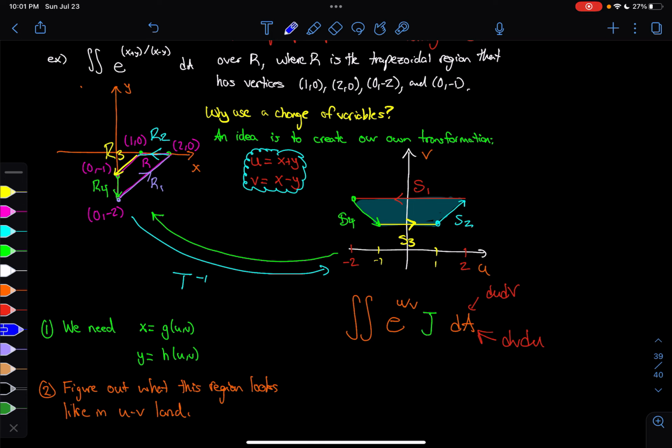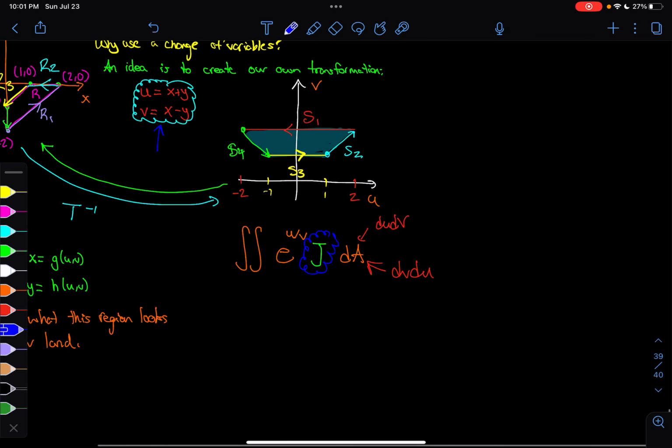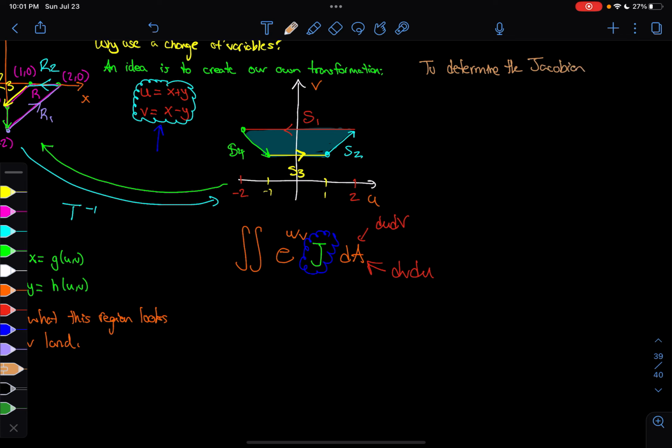The last important thing here is figuring out what the Jacobian is. Now, there is a way to do it looking at this thing as is, but in the way that we've been taught in the previous video and the way that the book does it, we need to get our transformation in terms of x equals and y equals. So to determine the Jacobian, we need the actual transformation. Remember, we were given the inverse transformation that takes us from xy to uv. We need the actual transformation from uv to xy.